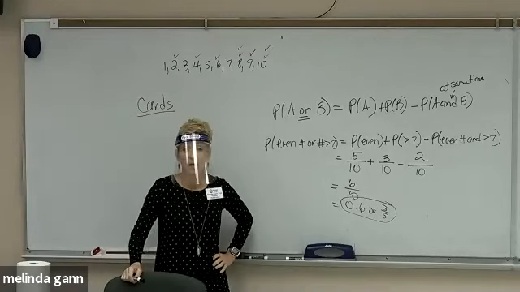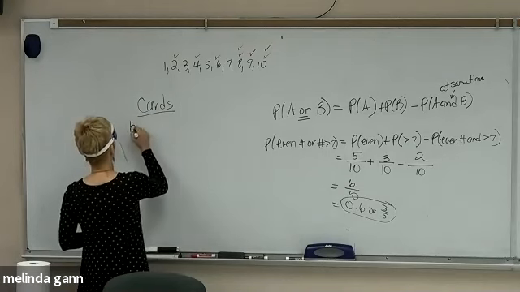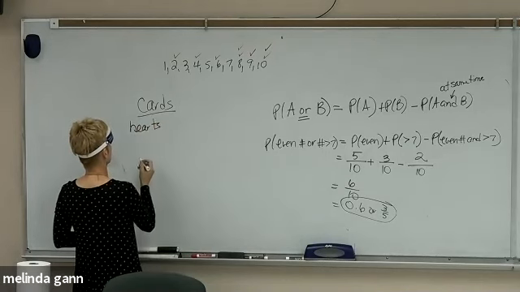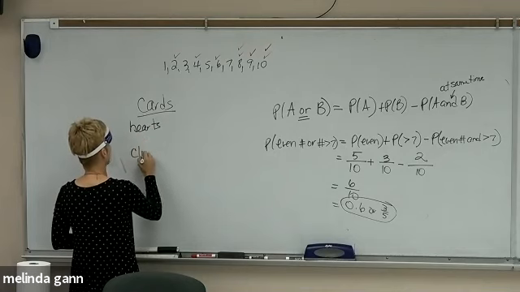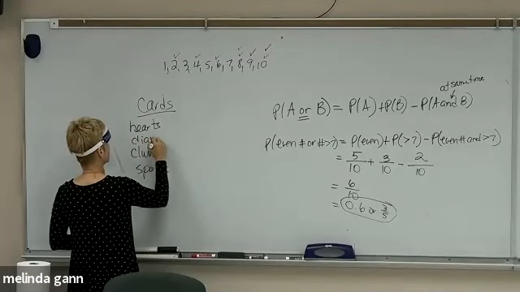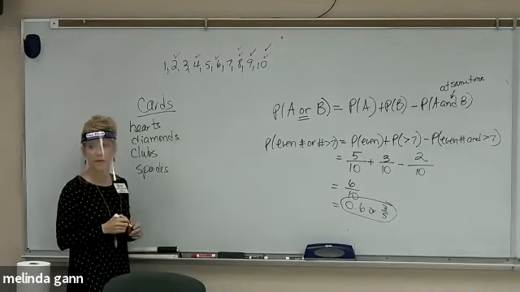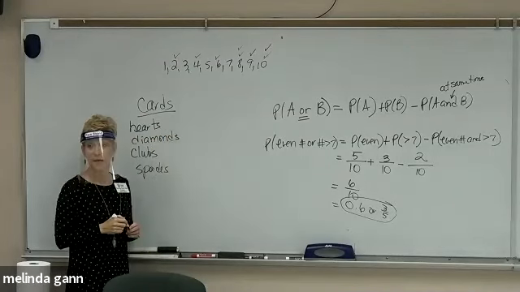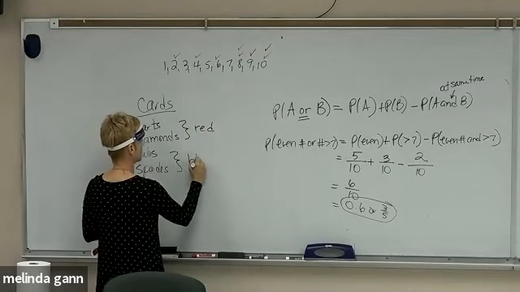All right? There are 4 pictures, for lack of a better word. I call them suits. There are 4 suits in a deck of cards. What's one suit in a deck of cards? Hearts. All right. What's another one? Clubs. What else? Spades. What else? Diamonds. All right. Now, some of those are red and some of those are black. Which ones are red? Hearts and diamonds. The hearts and diamonds are red. And the clubs and spades are black.